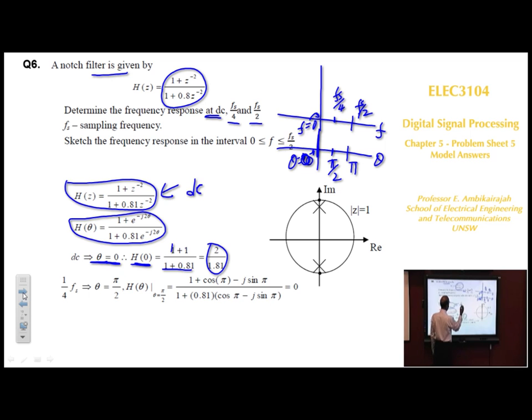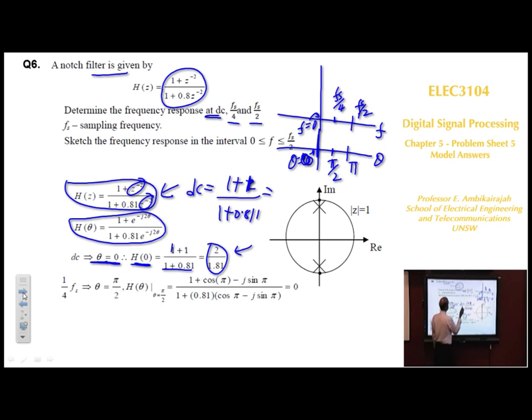The DC gain is equal to 1 plus... this will become 1 when theta equals 0, so 1 divided by, this will become 1 plus 0.81, this also becomes 1. So it's the same answer you get. You can do it directly or this way as well.